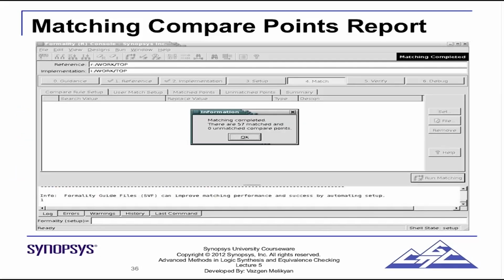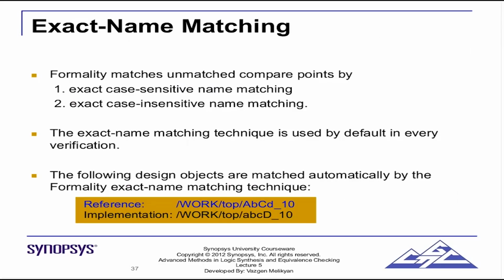So when it matches, it will give you a pop-up box that matching is completed, and it will tell you how many points are matched and how many points are not matched. So exact name matching will map exact case sensitive and case insensitive. Both come under the category of exact name matching. For example, if the reference is like this, capital A, B, capital C, and the implementation has small a and c, it will still match. It will not have any problems. You don't need to do anything extra.